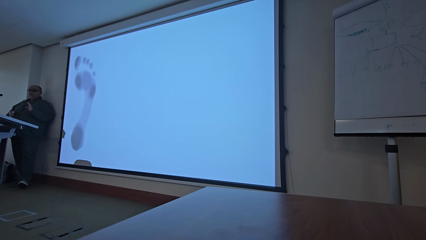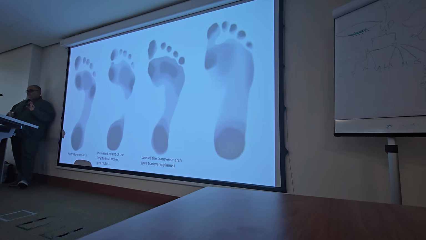So now you are looking at a tracing of a human foot. So this image reflects who has a normal foot and who has missing arches. Are we clear?